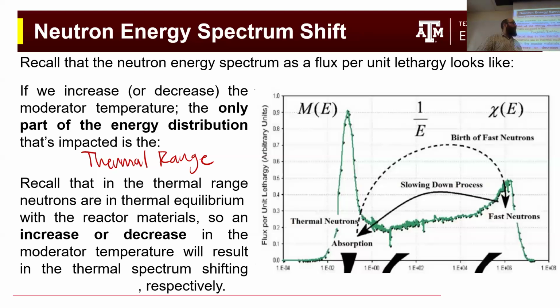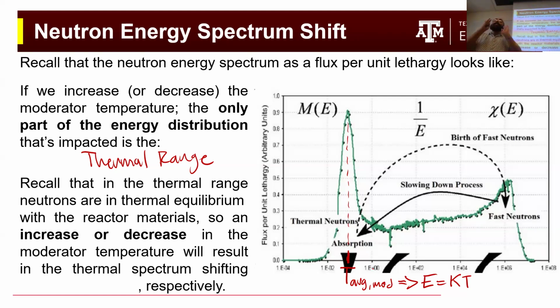Ultimately, we know that if this is a Maxwellian distribution, the E value that corresponds to this peak is the T average of the moderator. That's the temperature that corresponds to E equals kT for our moderator. So really it's the temperature that corresponds to that energy.